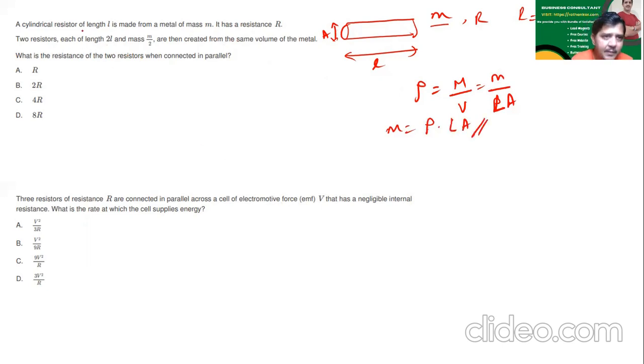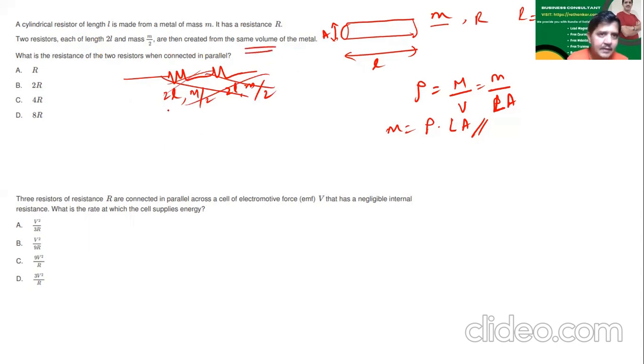Now let us read the problem. You have 2 resistors each of length 2L and mass M by 2 are created from the same volume of metal. Oh, I made a mistake here. Okay, are made up from the same volume of metal, which means same volume.